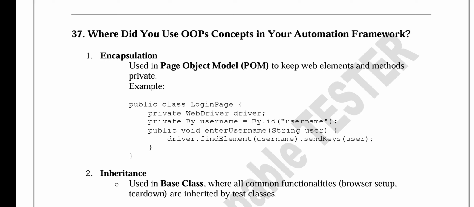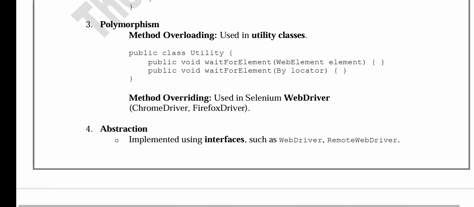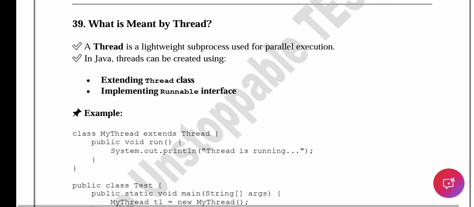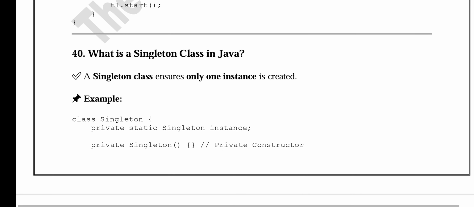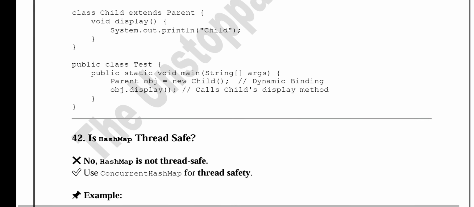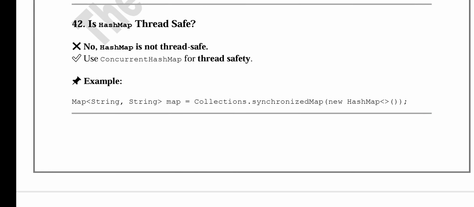Where did you use OOPS concepts in your automation framework? This is a very important question. Okay. What's the difference between access modifiers in Java and their scope? What is meant by thread? What is a singleton class? Difference between static binding and dynamic binding. Is hash map a thread safe?